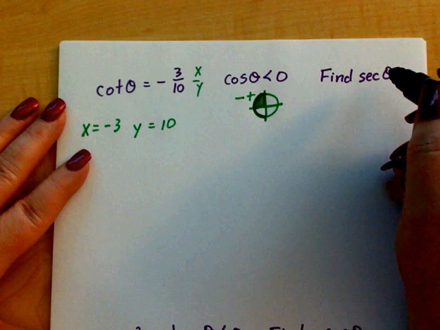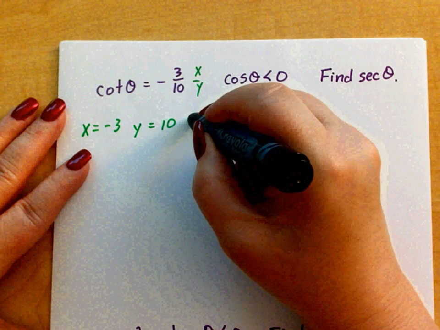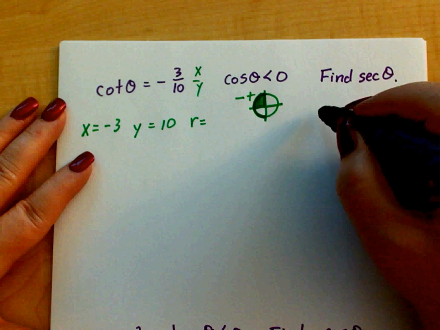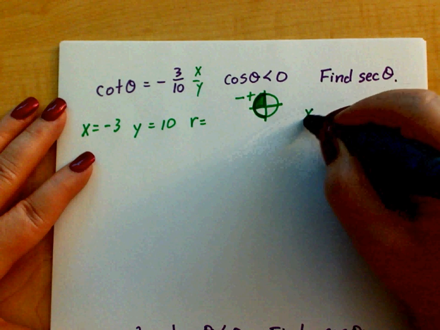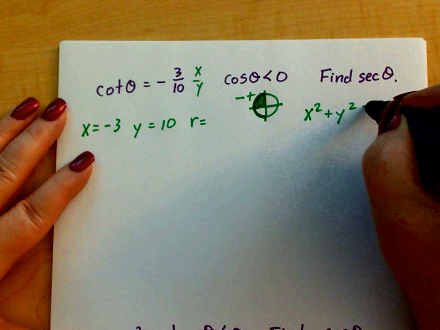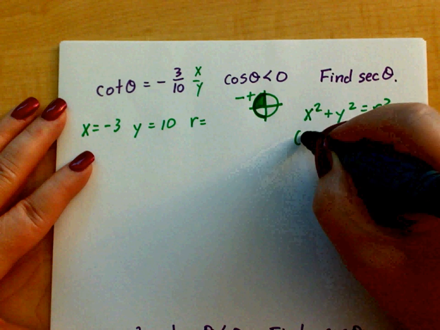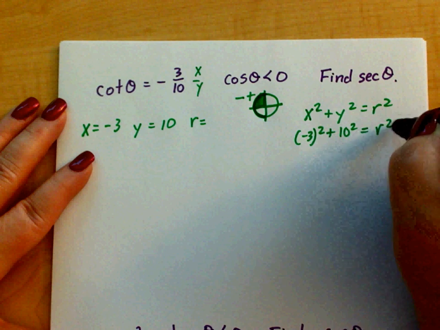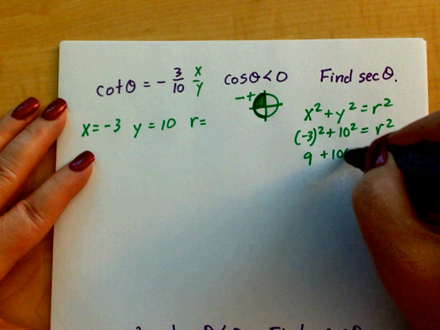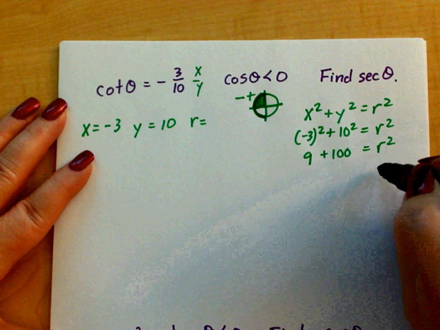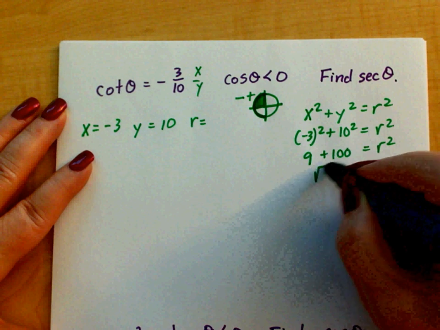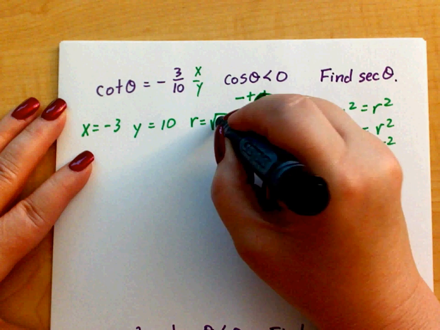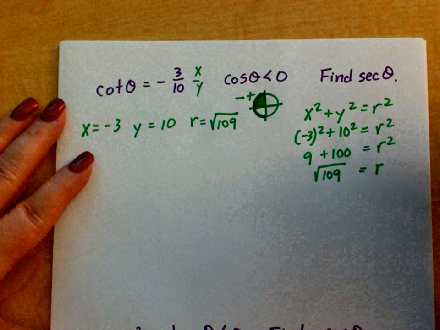They ask me to find secant, and I think to find secant I'm going to need to know what r is equal to. So to start with then, I do know that x squared plus y squared is equal to r squared, or negative 3 squared plus 10 squared is equal to r squared, or 9 plus 100 equal to r squared. So r comes out to be square root of 109. Okay, the radius is always positive, so you don't have to be concerned if it's positive or negative.